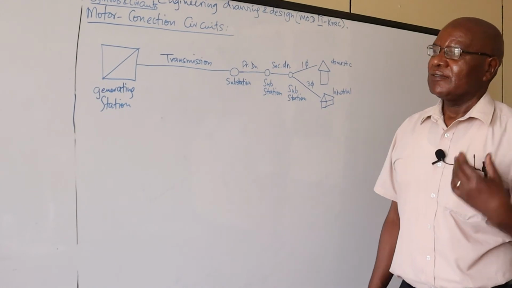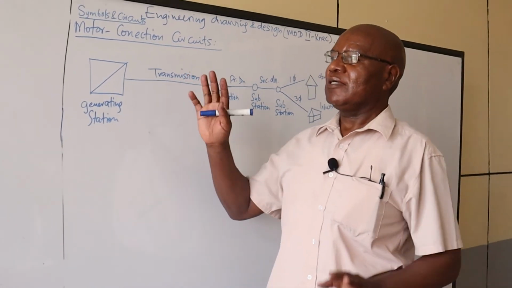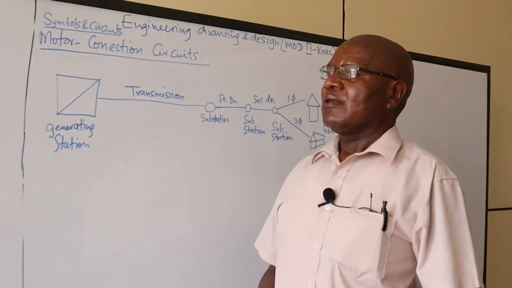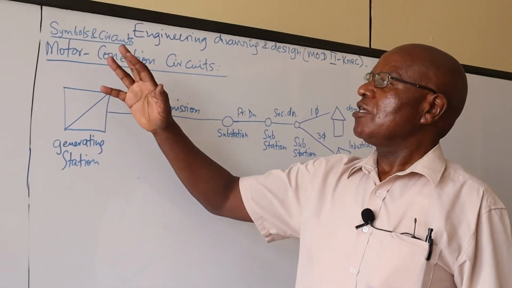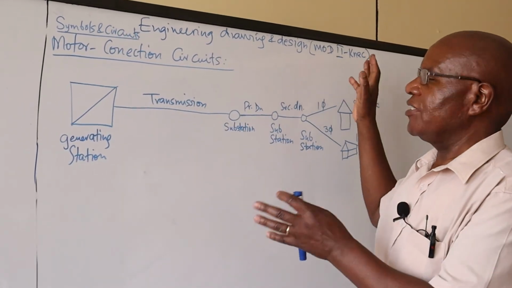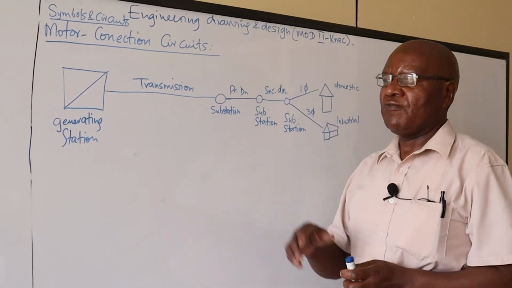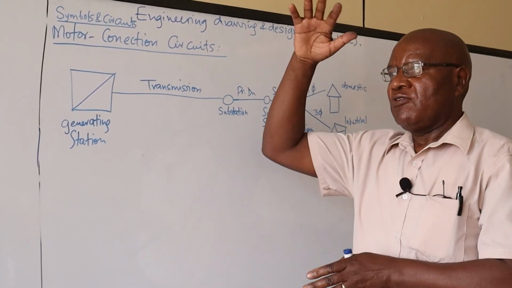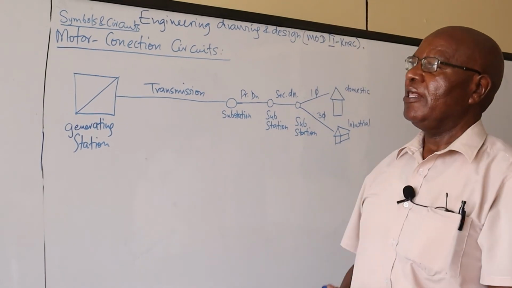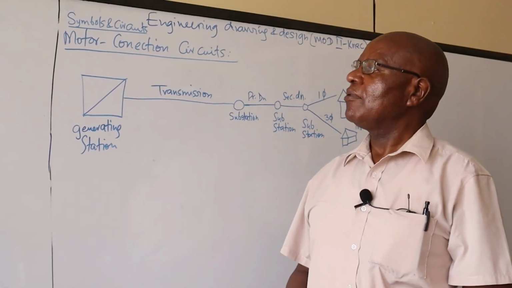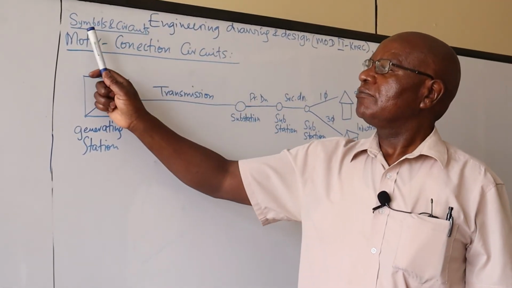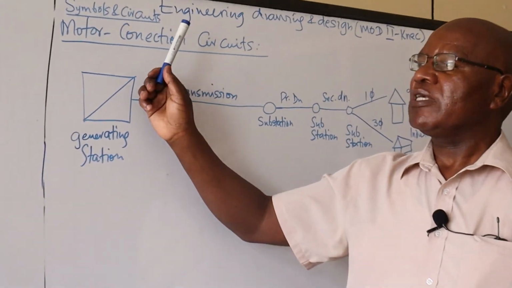Now, in our last lesson, well, the last video, we talked about symbols. Now, in engineering drawing and design, there are various topics which were given, which you are aware of. And of course, I said I will not be following the way they are in the next write-up. So we are deciding to start the one on the symbols and circuits.